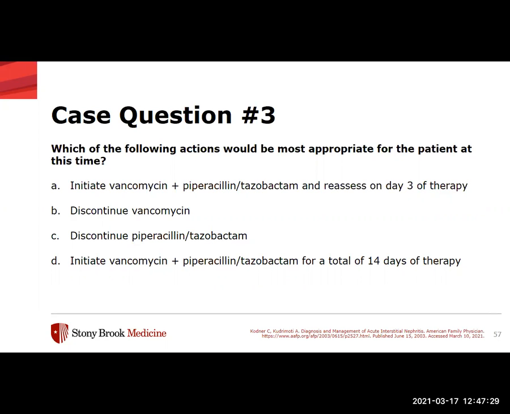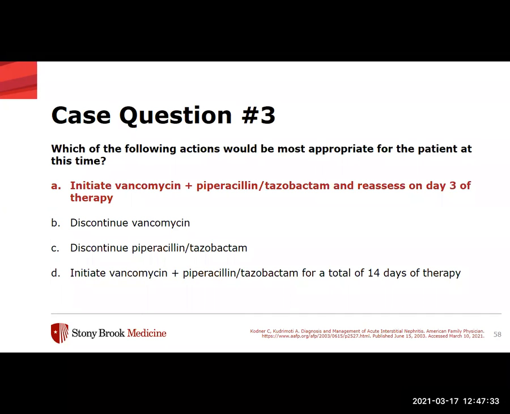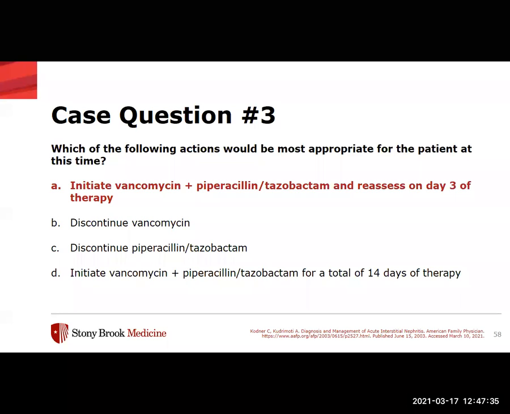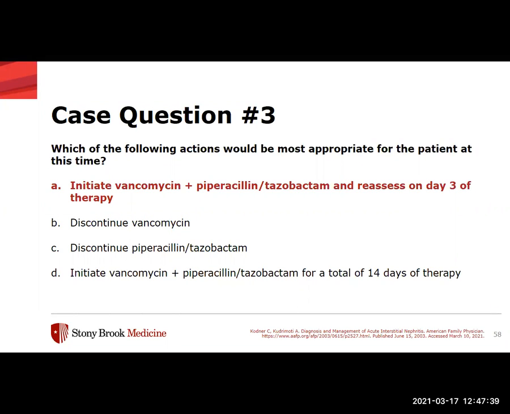Yes, so the answer is A. And, you know, this is because in choices B and C, we would risk reducing the empiric coverage that the patient would need for their diabetic foot infection. And obviously the patient is febrile. In choice D, we would not want the patient to be on such broad therapy for 14 days.